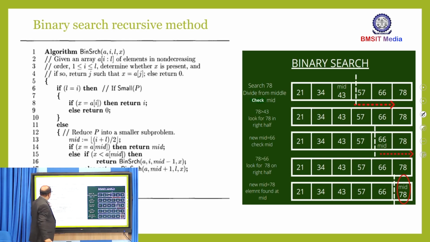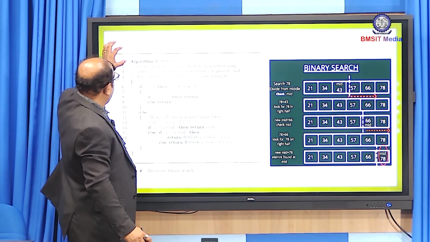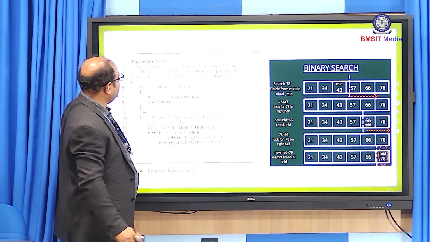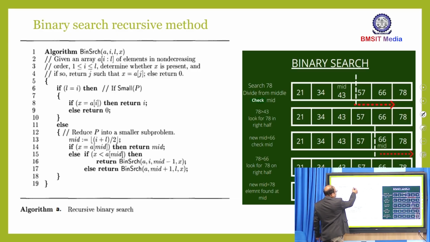In this example, you can see the name of the algorithm is binary search. The array is there, the first index of the array, and the highest index of the array. X is nothing but your key element, which you are supposed to check in the given set of elements. The binary search algorithm starts from here onwards.